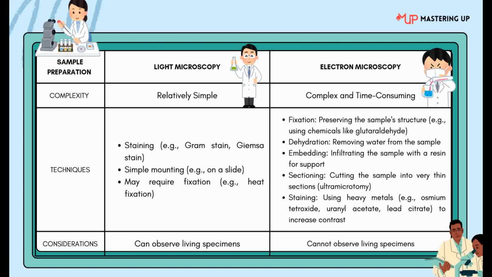The samples, considerations. That is, the samples used to observe under light microscopy can be a living specimen or a non-living specimen, while samples used to observe under electron microscopy cannot be a living specimen.